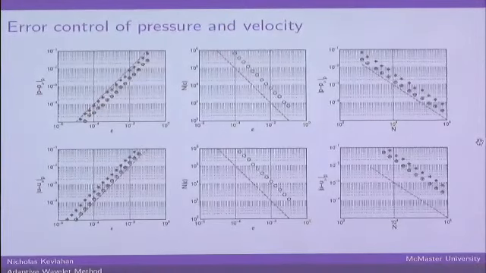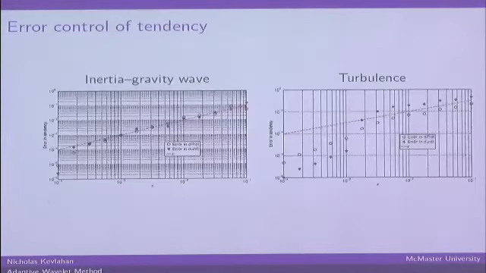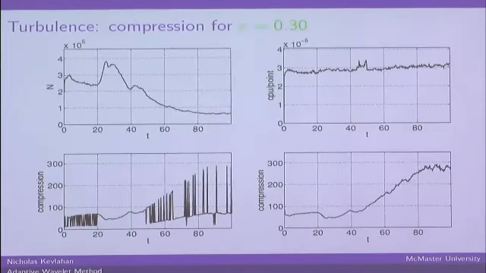We can check that we can control the pressure and velocity. So this is just saying pressure error is proportional to epsilon. We can control the tendency error, which is important. And this is compression in the turbulence case. This is the number of grid points. And this is the overall compression compared with a uniform grid.